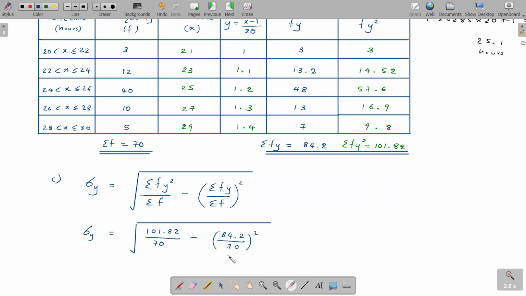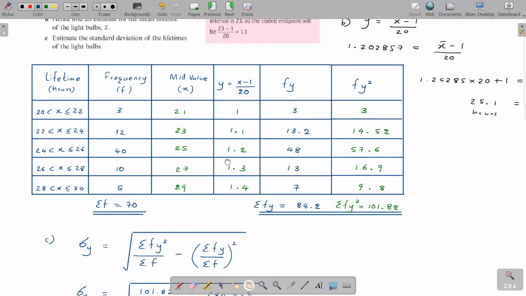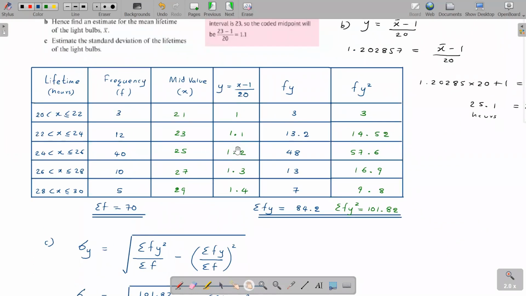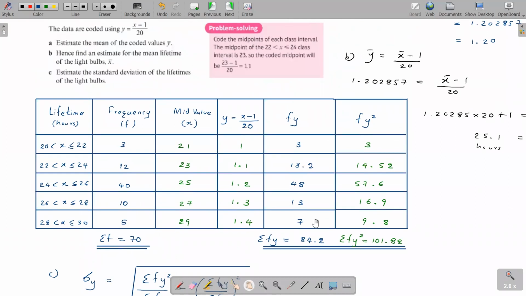Agreed? Okay, so input the values and now let's get the answer for sigma y. What is sigma y? So we get here 0.0877845, it goes on. Okay, so this is not the final answer, because they're asking us to get the standard deviation of the lifetimes of the light bulbs. Now we have got the coded standard deviation.